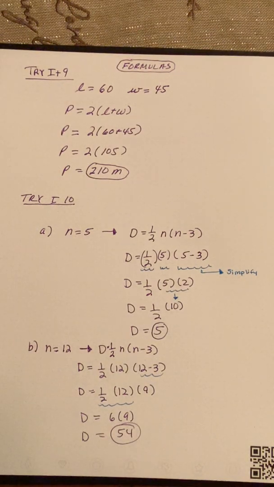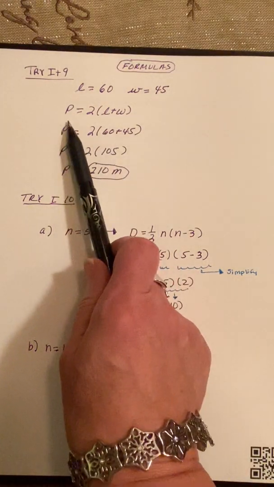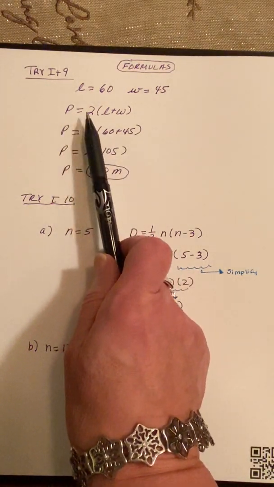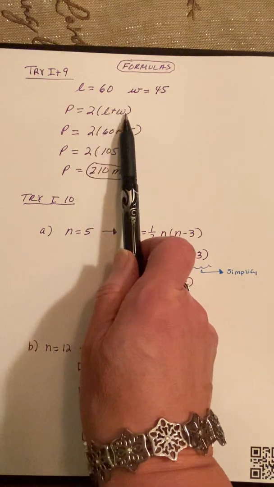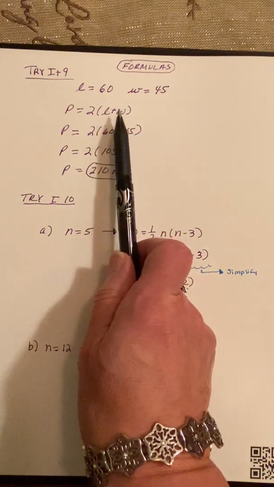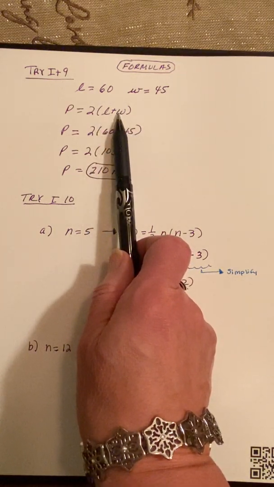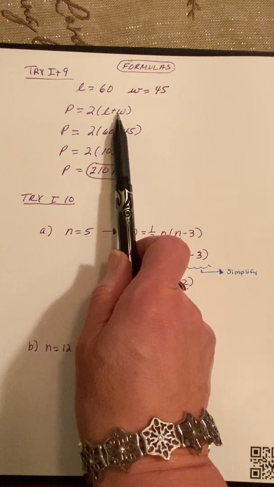Try It 9 on page 81 reads like this. The perimeter, P meters, of a rectangular field with dimensions L meters by W meters, is given by the formula perimeter P equals 2 times the length plus the width, which stands for L and W. Then it says find the perimeter of a rectangular field.